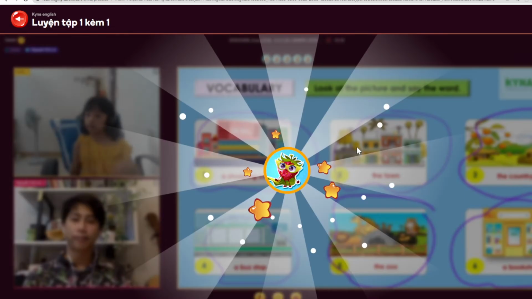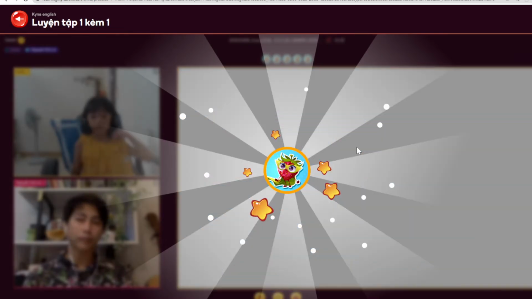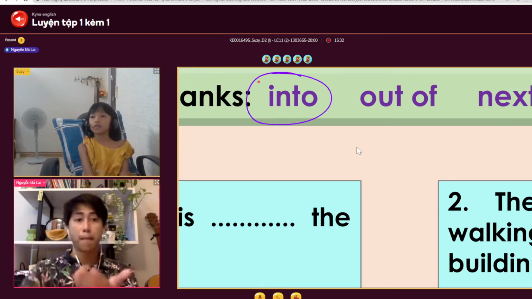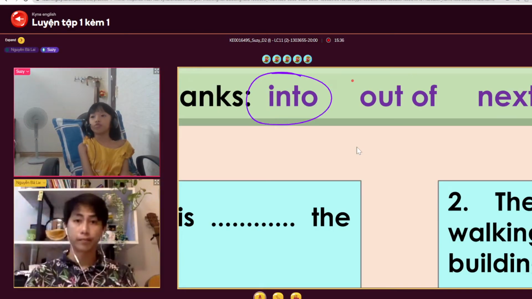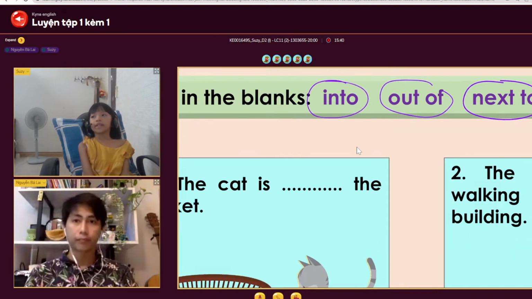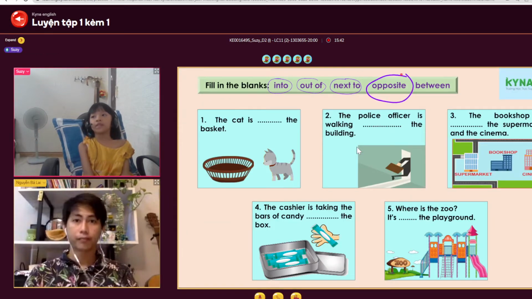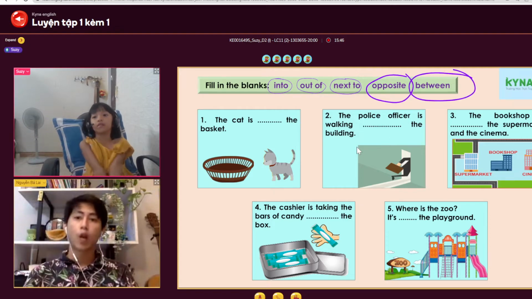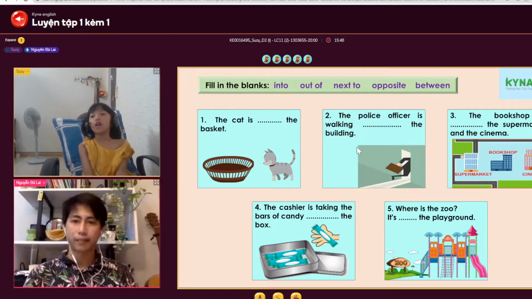Well done. All right, now how do you pronounce this one? Into. Out of. Next to. Opposite, between. Where is the cat? The cat is opposite the basket. So the cat is opposite the basket.